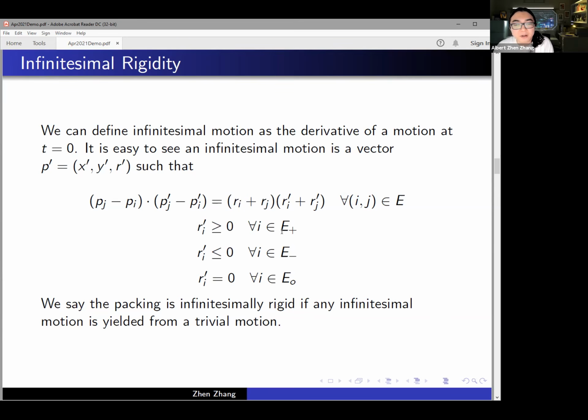And we require disks that are at least growing to have non-negative ri prime, because its radius infinitesimally must stay constant or increase. And the disks that cannot grow in size have non-positive ri prime, and fixed disks have 0 ri prime, of course. We say the packing is infinitesimally rigid if any infinitesimal motion is yielded from a trivial motion.